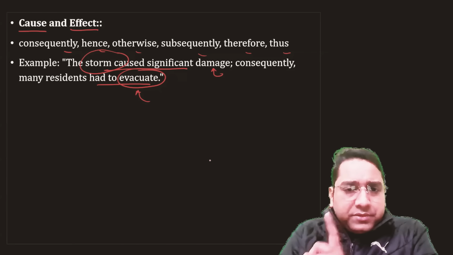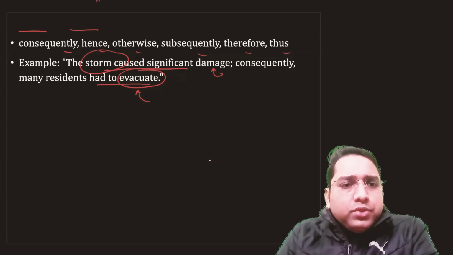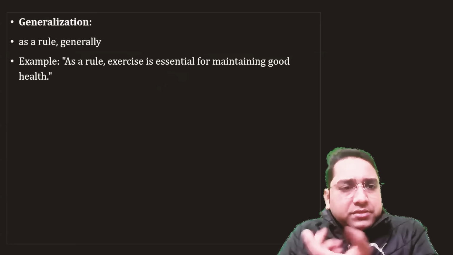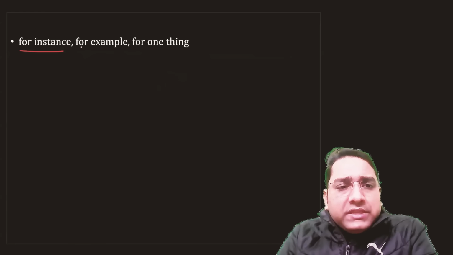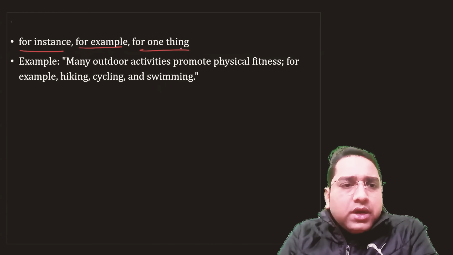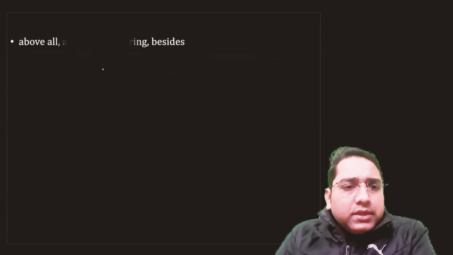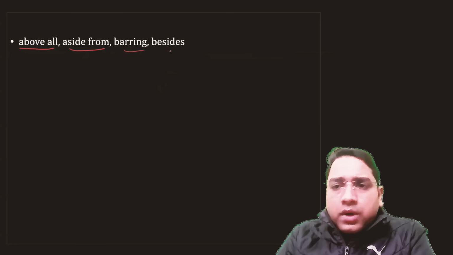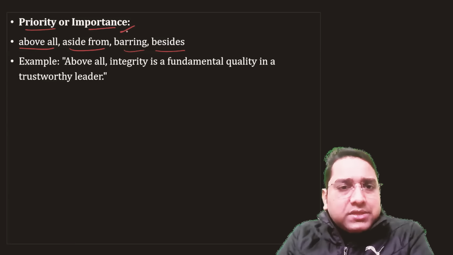So two types. The first one, addition. The second one, cause and effect, right? If you have these words as a rule, generally, they talk about a generalized situation, generalization. If you have these words, phrase, for instance, for example, for one thing, they talk about illustrations or examples. If these words are given, above all, aside from, barring, or besides, they talk about priority or importance. So this is the context.